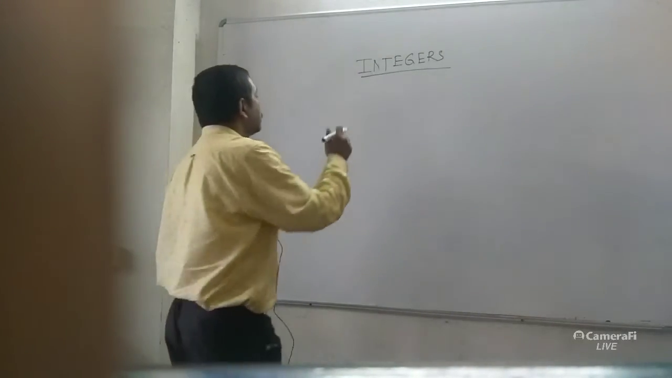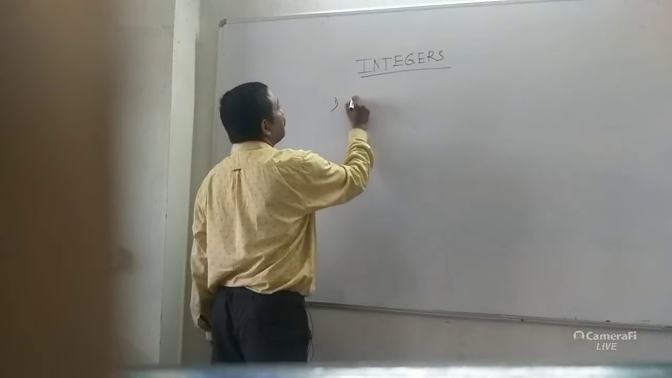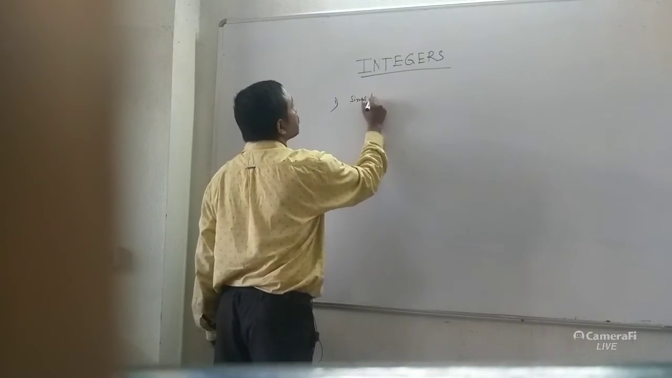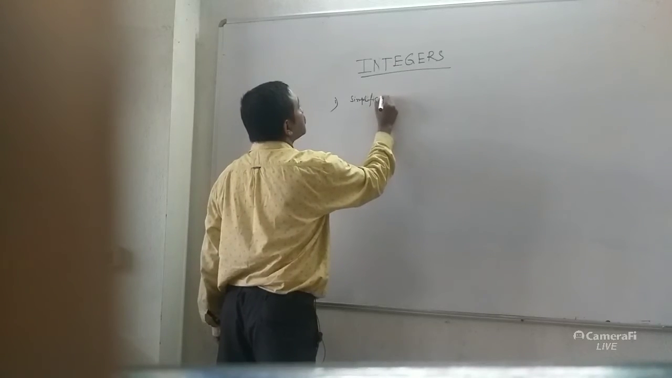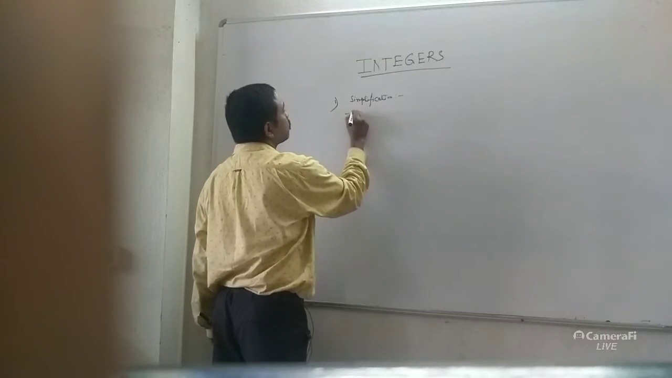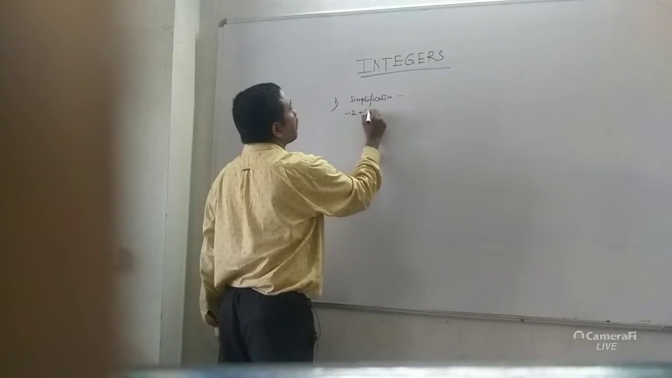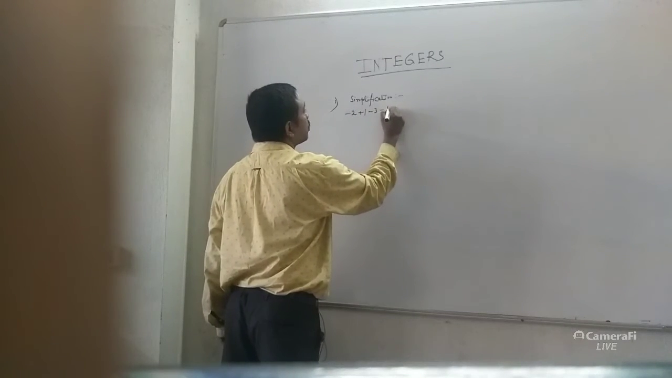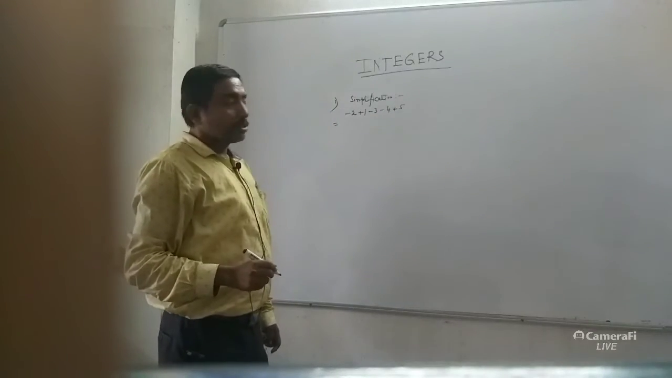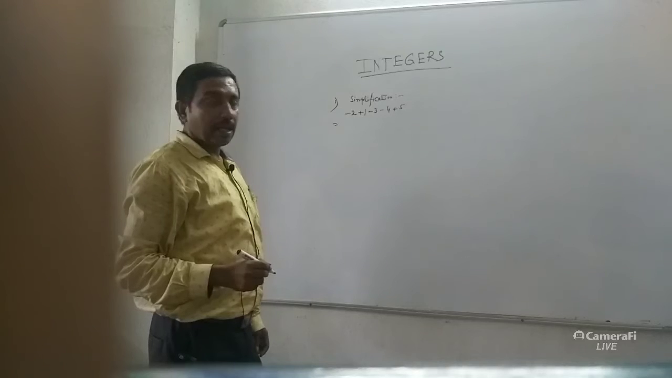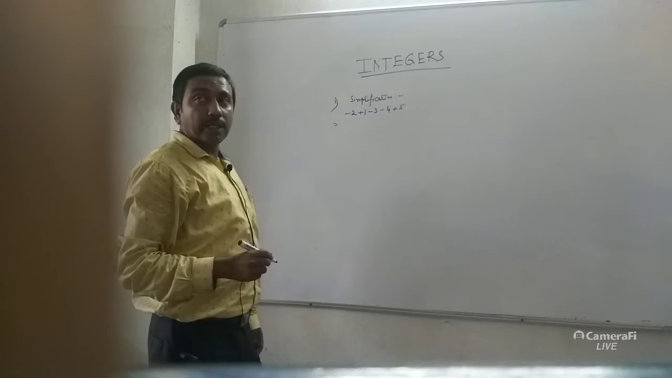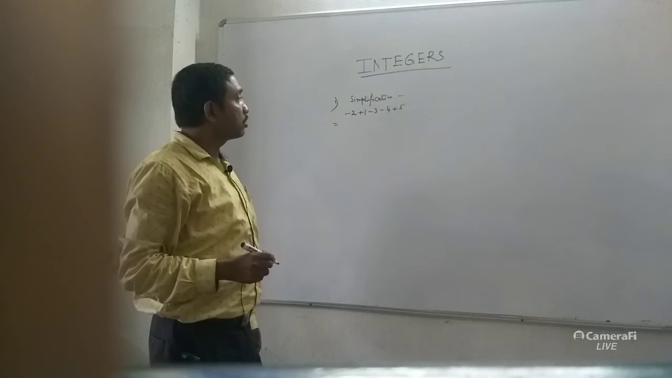Now the second one, some simplification. Simplification based on addition and subtraction. Suppose minus 2 plus 1 minus 3 minus 4 plus 5. So how do you solve it? Simplification means after solving the equation, you get only one answer at last. This is called simplification.